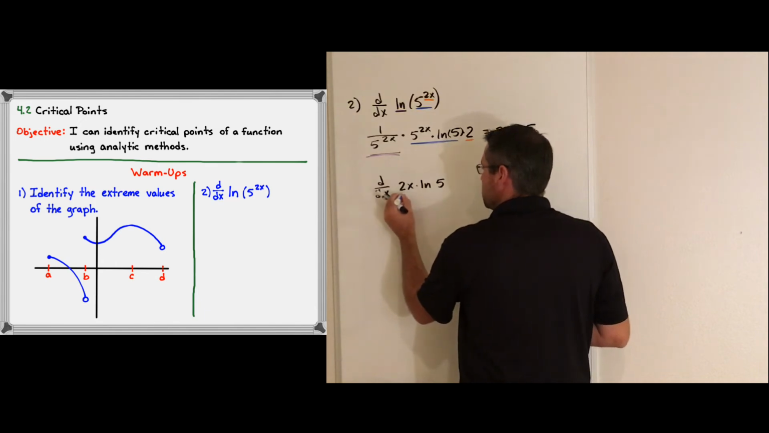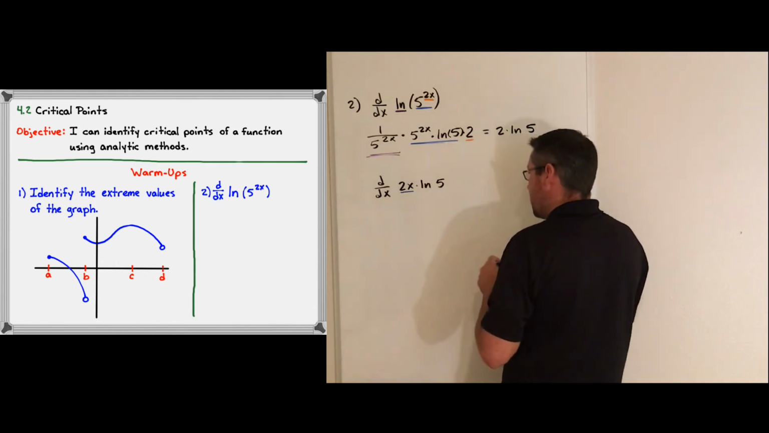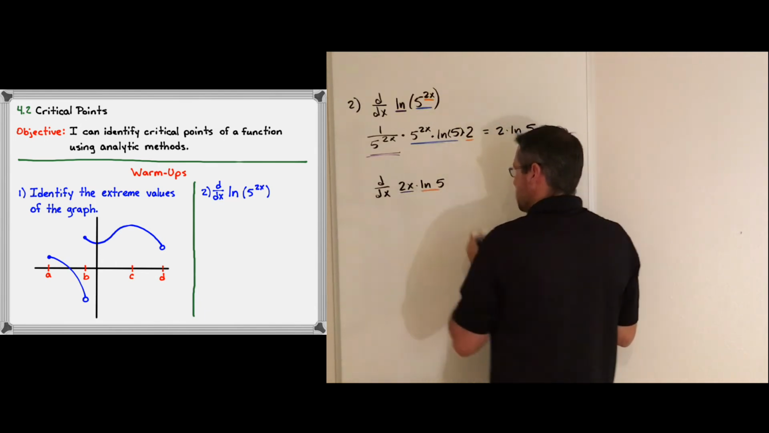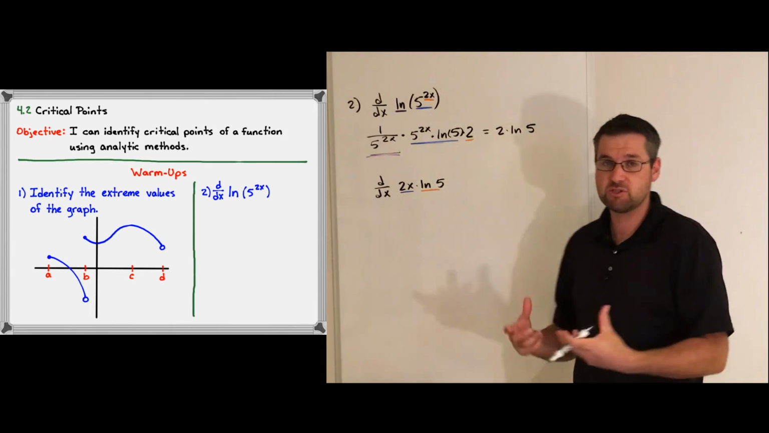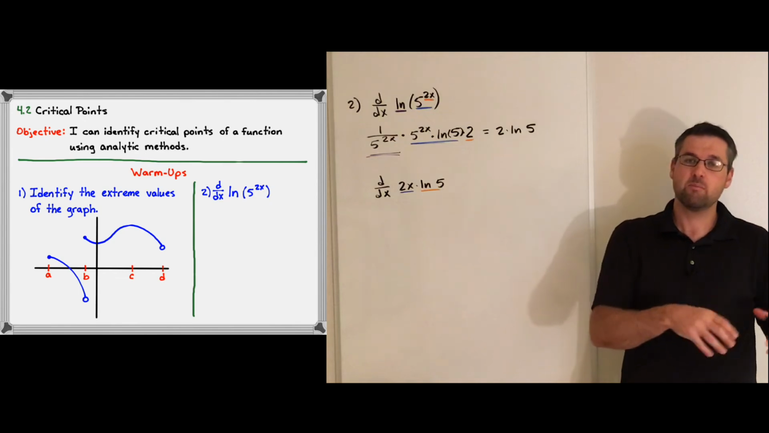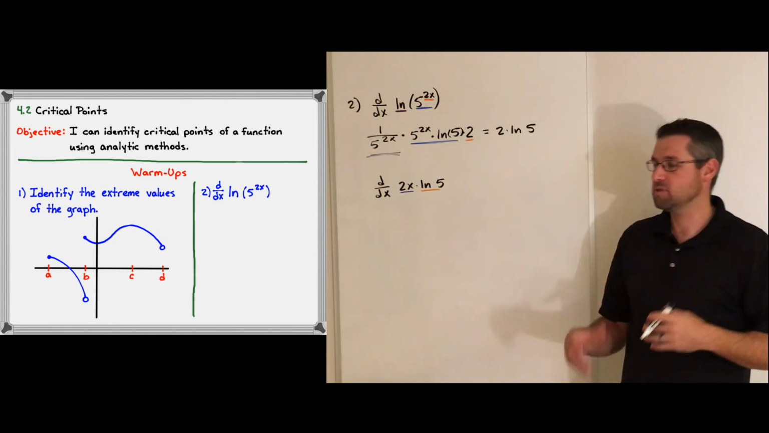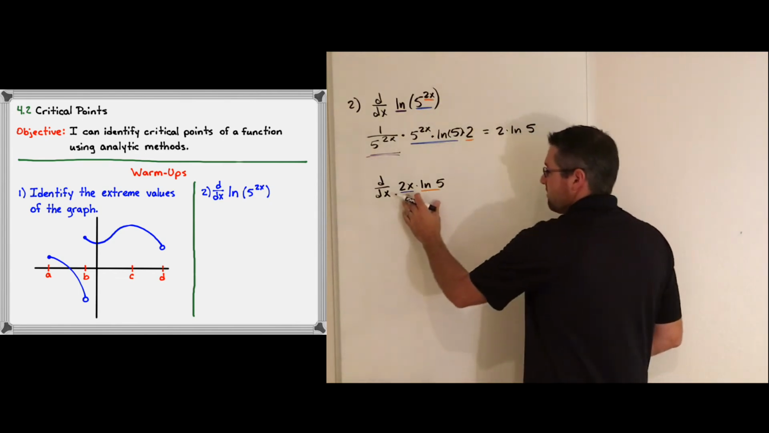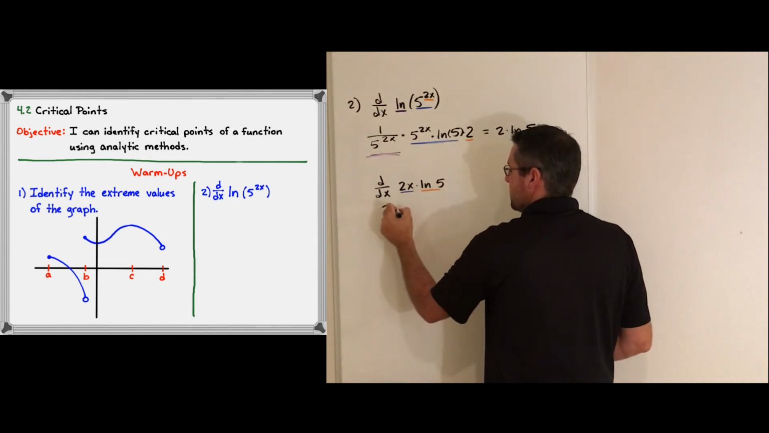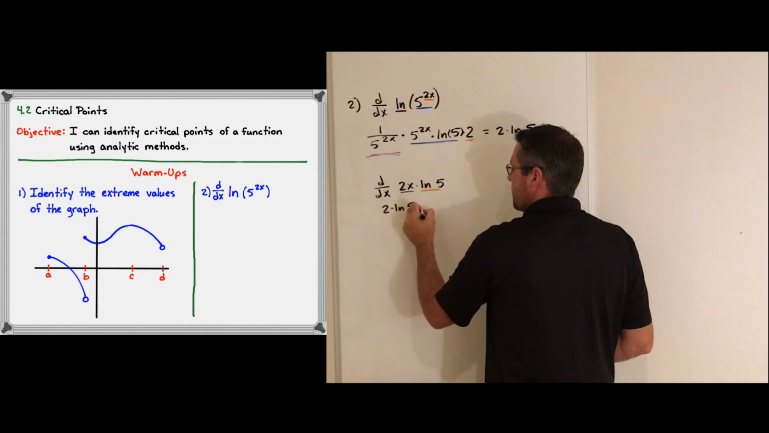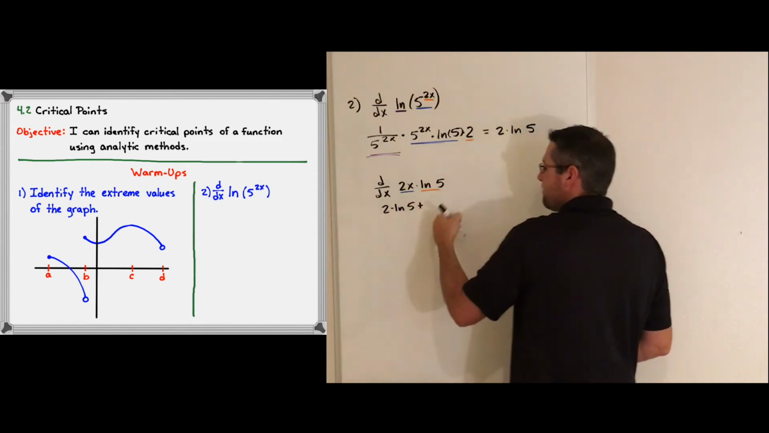Well, we have the first piece is 2x, and the second piece is natural log of 5. So remember, the product rule is the derivative of the first thing times the second plus the derivative of the second thing times the first. So the derivative of the first thing is just 2, then times the second thing, so times natural log of 5, plus the derivative of the second thing.